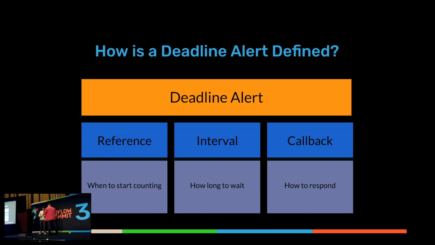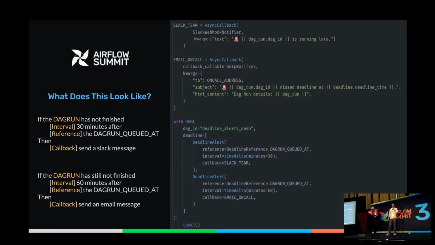Thanks, Dennis. So how is a deadline alert defined? There are 3 parts to it. There's a reference, which is when to start counting time from. There's the interval, which is how long to wait for, and then set the deadline time. And then there's the callback, which is what to do once the deadline is missed. Here's an example of what a DAG might look like with two deadlines.